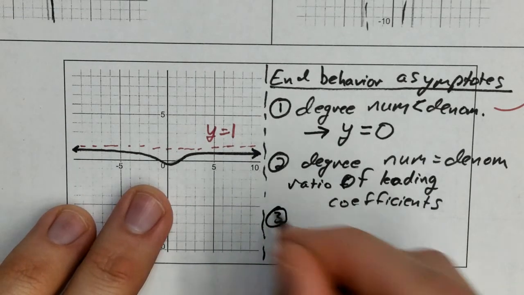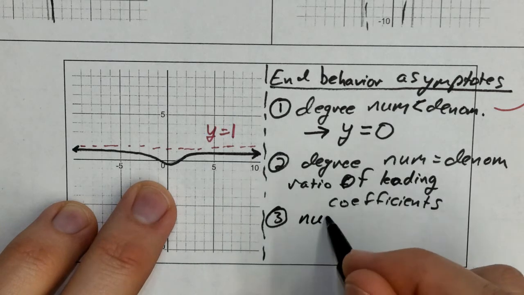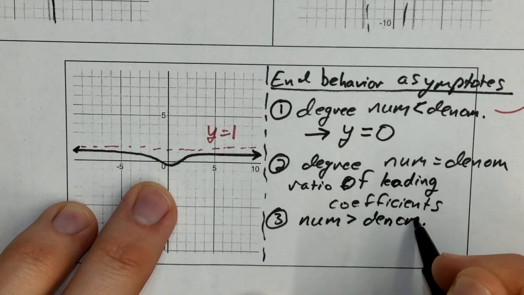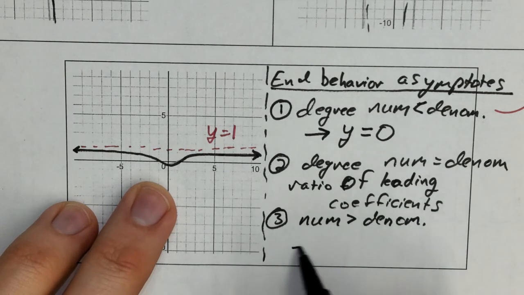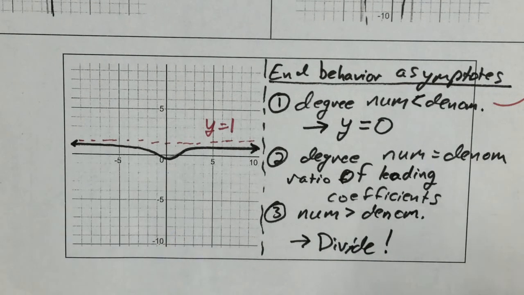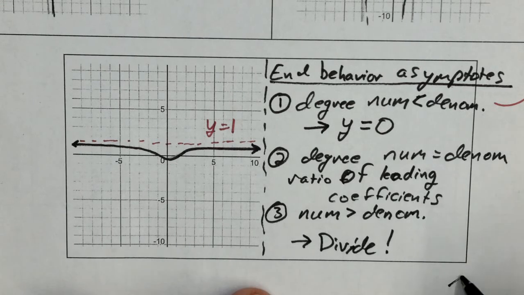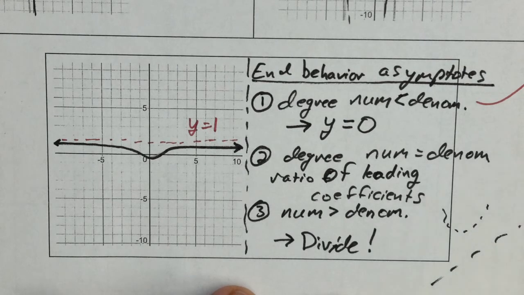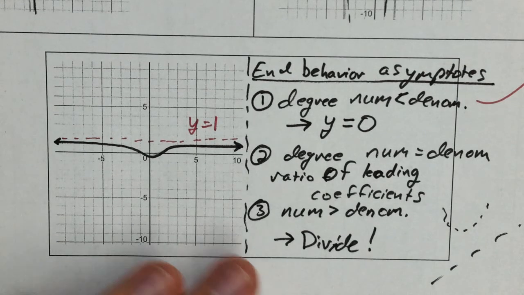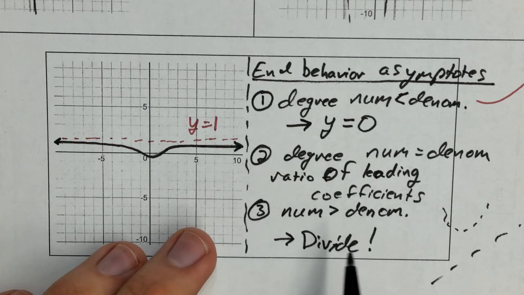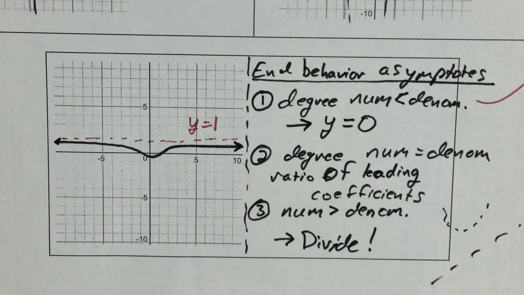The last situation is if you have the degree of the numerator greater than the denominator. Okay, and in that situation, you have to divide the polynomials to figure out where the asymptote is. In that case, you might have a slant asymptote, which would be an asymptote that goes like this. It's not horizontal. You could have a parabolic asymptote. You could have all different kinds of asymptotes. And you will just find that asymptote by doing the division. Okay? And whatever your quotient is, that's where the asymptote is.